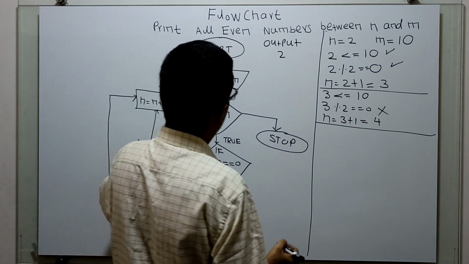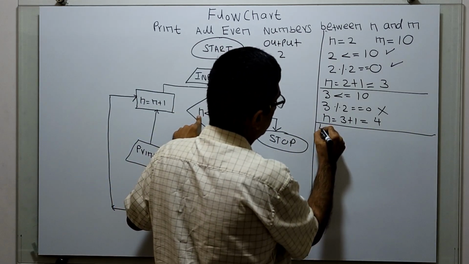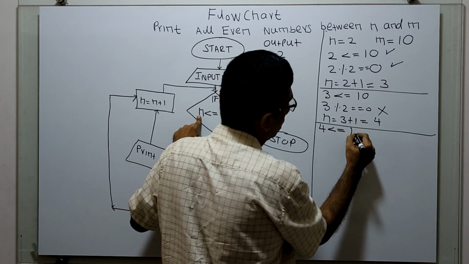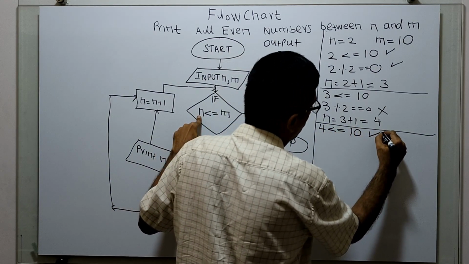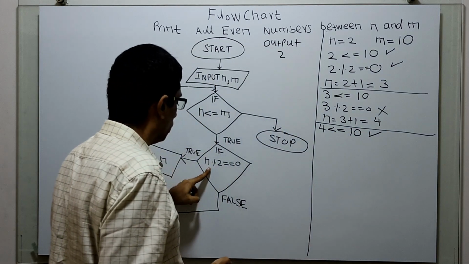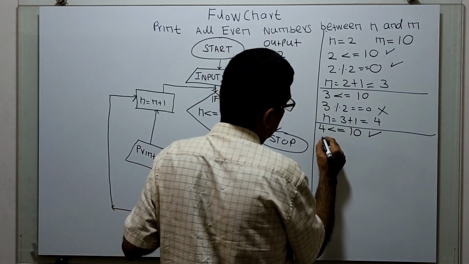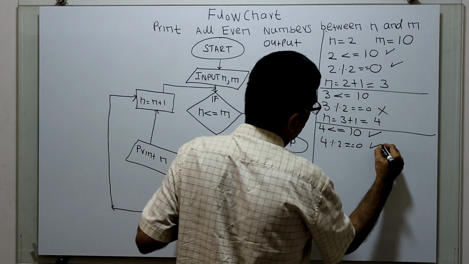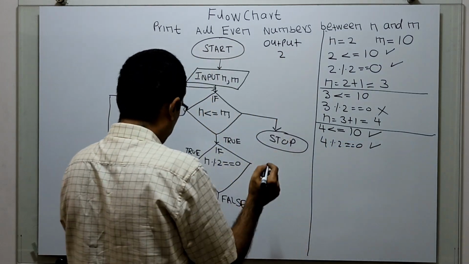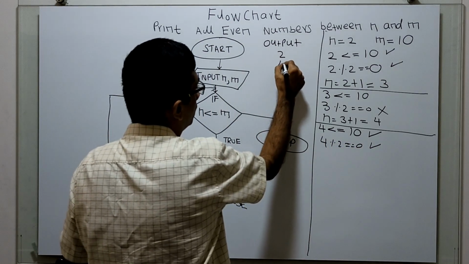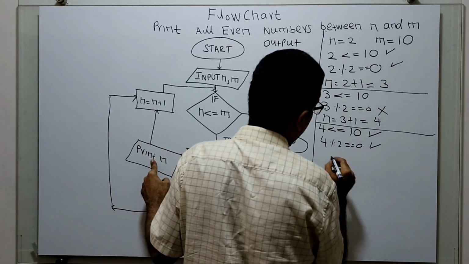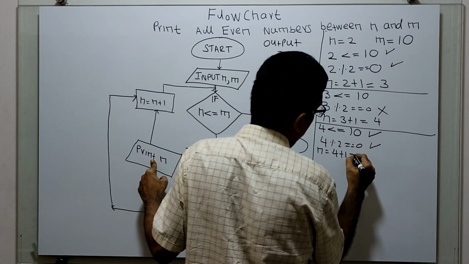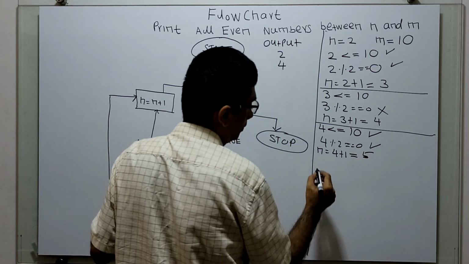Now to check n less than or equal to m: 4 less than or equal to 10. So this condition is true. So n modulo 2 equal to 0 will be checked. 4 modulo 2 equal to 0 is true. Then we print the output n. So 4 is the next output. So it increments n equal to 4 plus 1, which is equal to 5.